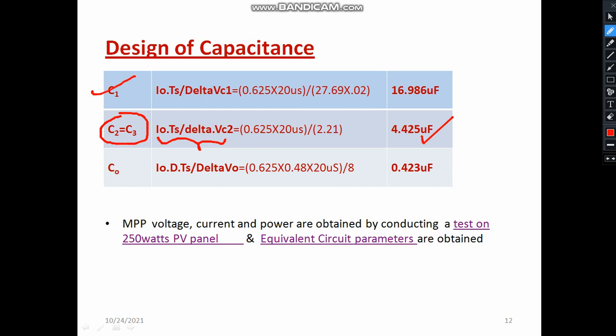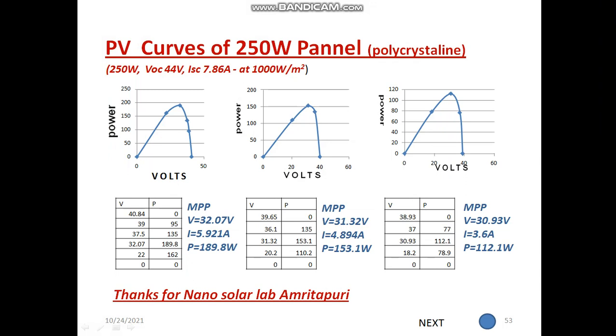And the input capacitor value has been computed by using the equation, and I have got the value as 16.986 microfarad. I have obtained the output capacitance value as 0.43 microfarad. These are the design of capacitance. Let me show you what I did for testing of the 250 watts PV panel and how I came to know about the operating voltage.